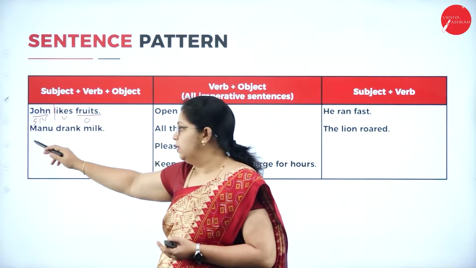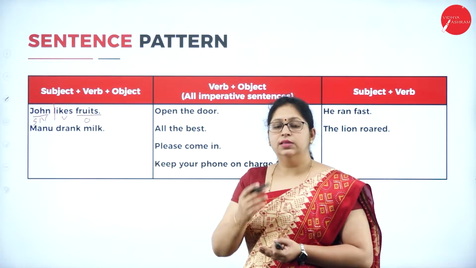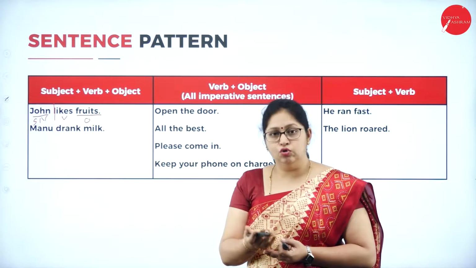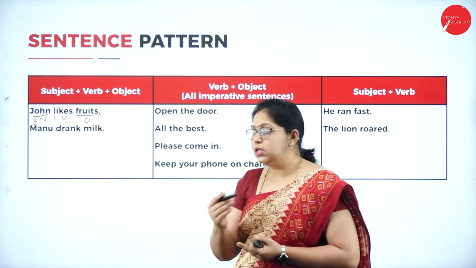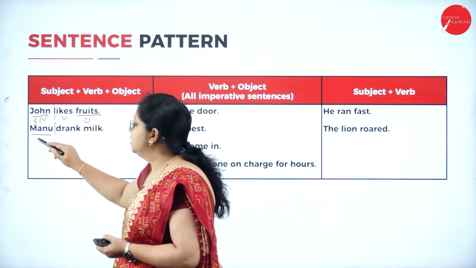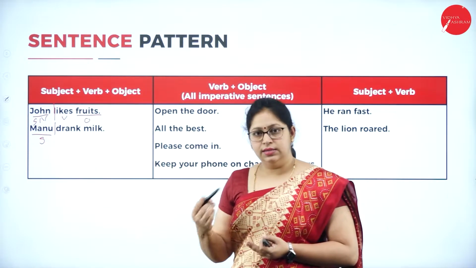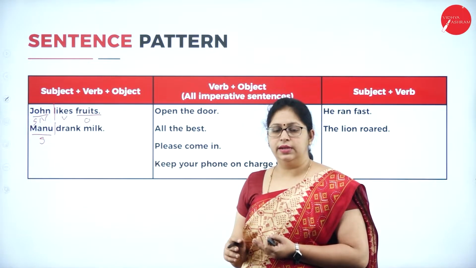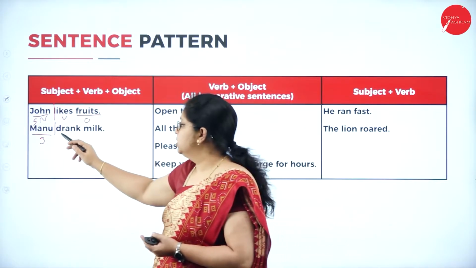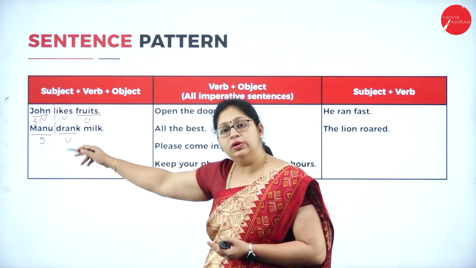Let us see another example. Manu drank milk. So, which is the subject now? The noun part which is doing something, correct? So, which is the noun or which is the subject here? Manu is the subject, right? Then drank is an action. Drank milk. Drank is the action. So, the action word is always the verb. Then what did Manu drink?